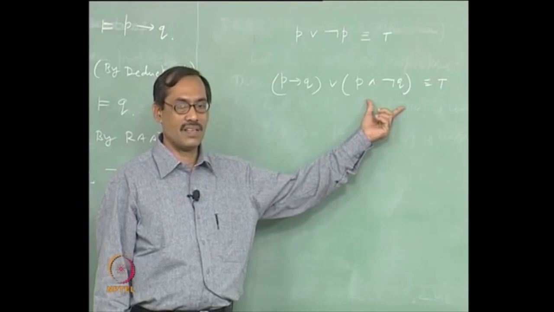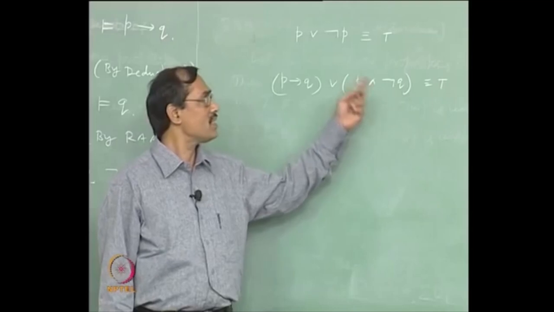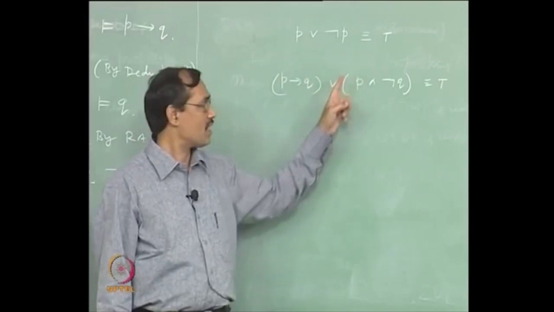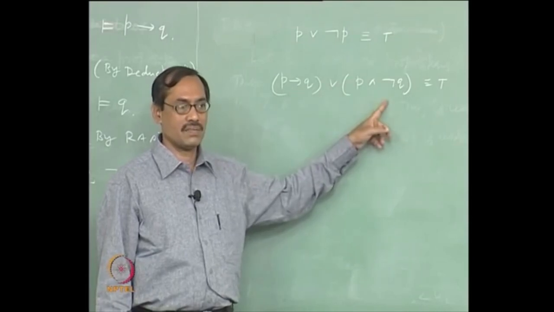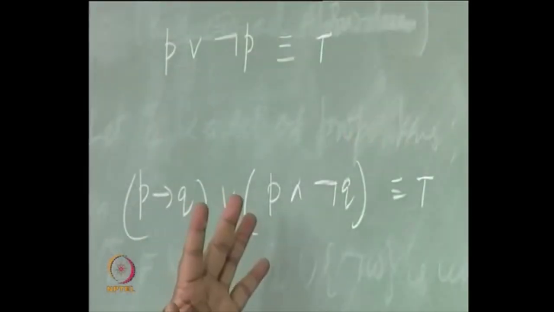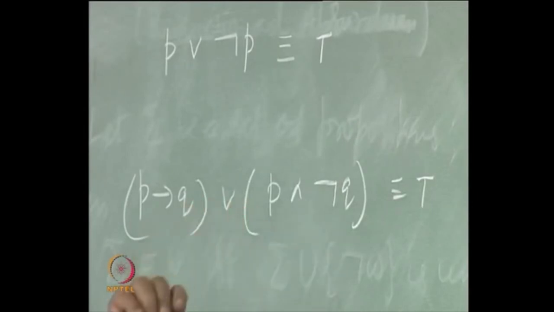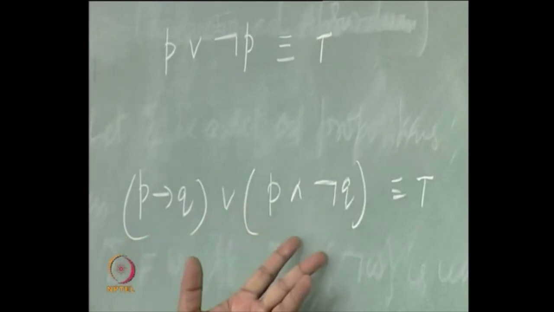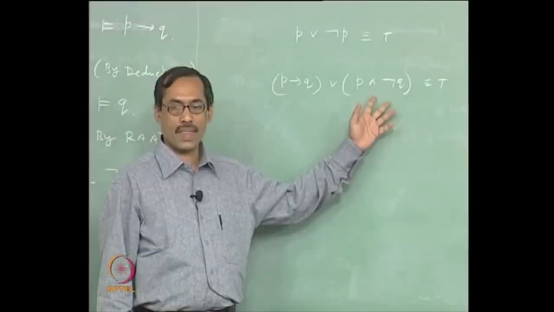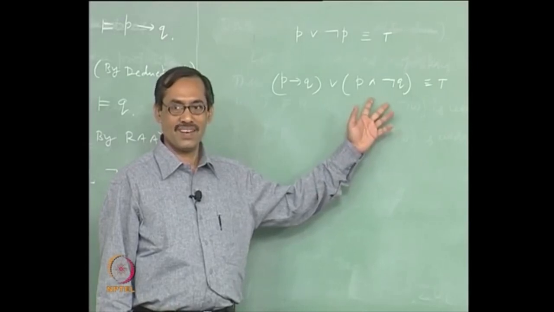There is another law, that means I am using two laws, one is excluded middle, another is negation of P implies Q is P and not Q. This also you use almost everywhere in proving theorems. Suppose P implies Q does not hold, then what do you do? Assume P, assume not Q and proceed. So, P implies Q negated is equivalent to P and not Q. Verified by the truth table.